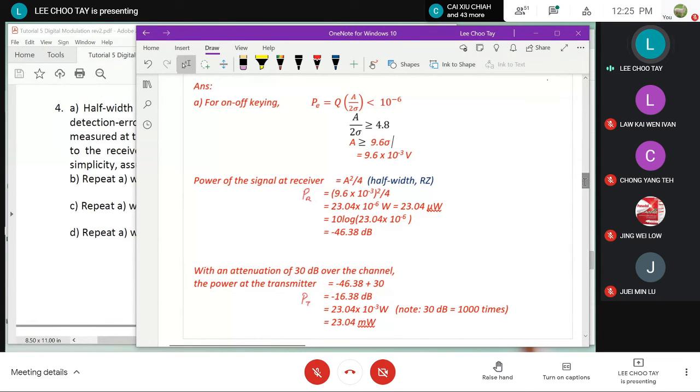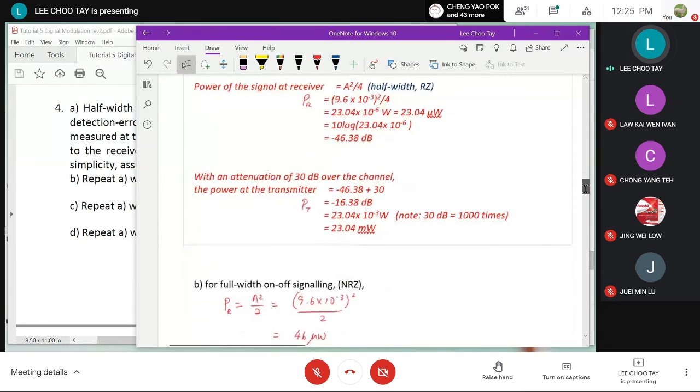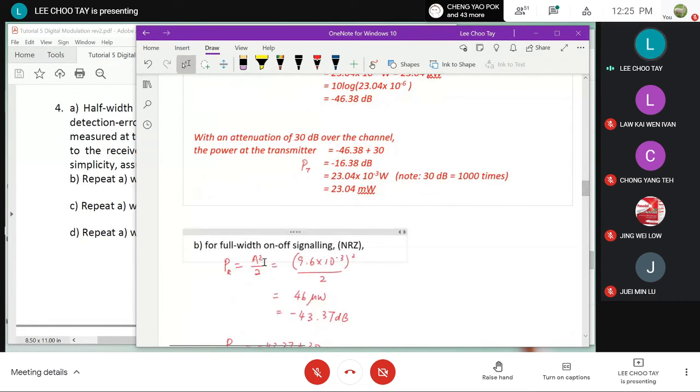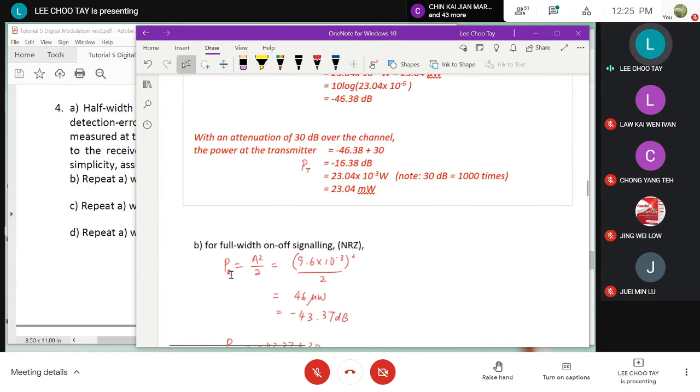The power equation now is A squared over 2, isn't it? Right, A squared over 2. If you refer to the lecture notes, I actually did the summary for you. So it's A squared over 2. Then you see that the power required at the receiver is 46 microwatt. If you convert to dB, it will be about 43.37 dB.